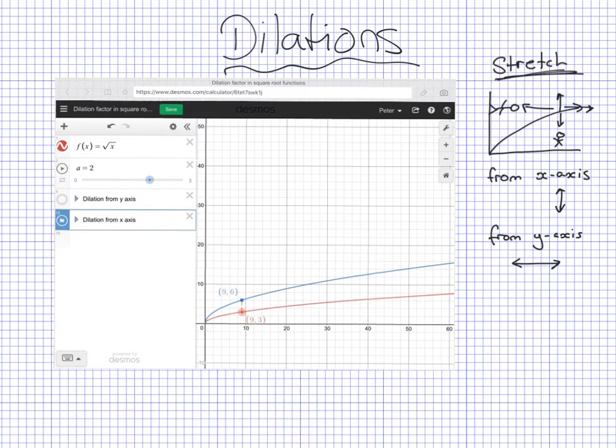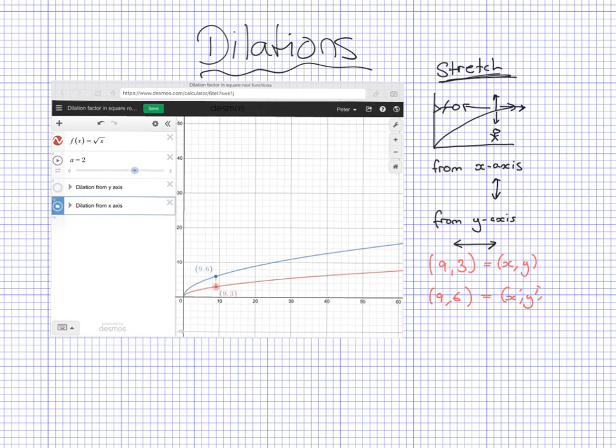So what you should also be able to tell me is where that would sit in the function for that to happen. So let's have a bit of an explore as to where that would take place. So we know the original point was 9, 3. We know this is x, y. We know the image point is 9, 6. And that's written like so. I'll just move these slightly. So we also know that the a value is 2. So let's have a look at how we can make that happen.